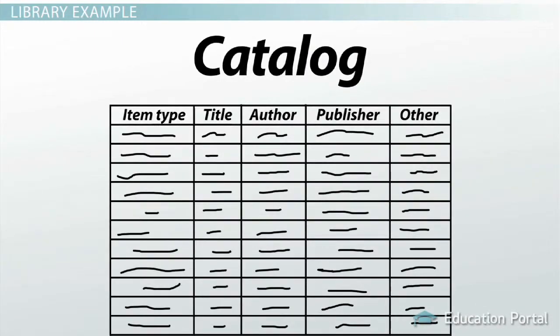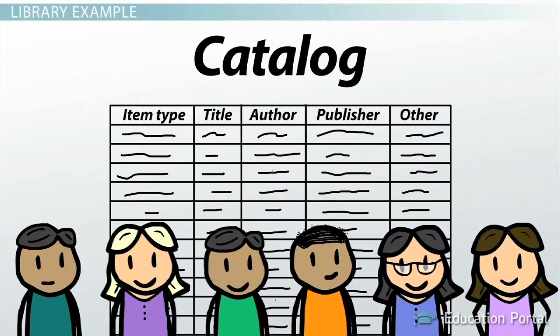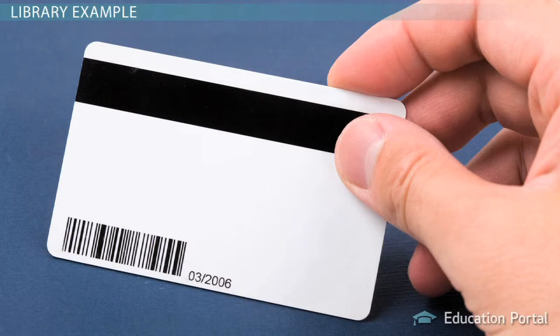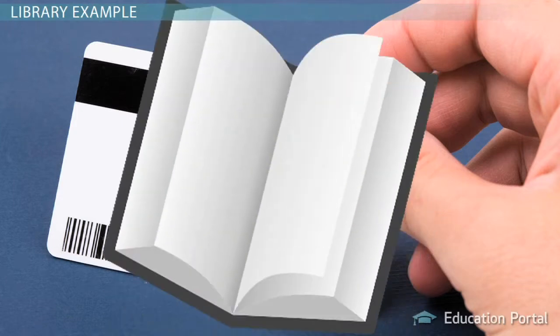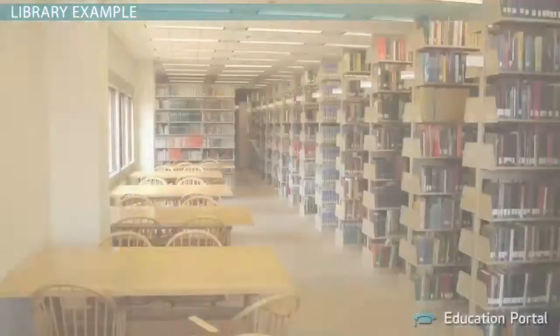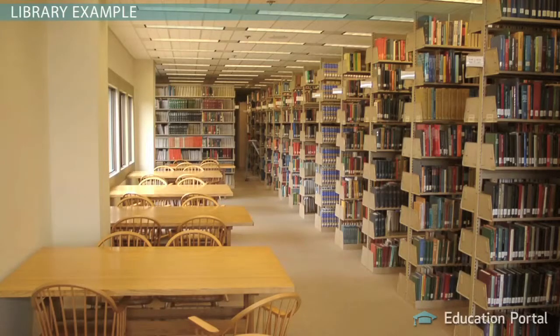Once we have a catalog, we also need to have a way for users to check out the materials. Users need to be able to register, get a library card, and use this card to check out the materials they want to take home. So the library needs a database of users. This would include the user's name, address, telephone number, email, and age. With a catalog of materials and a user database, the library can start operating.